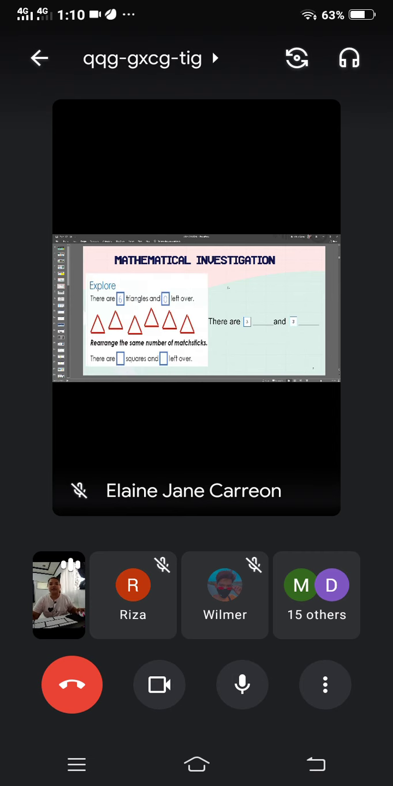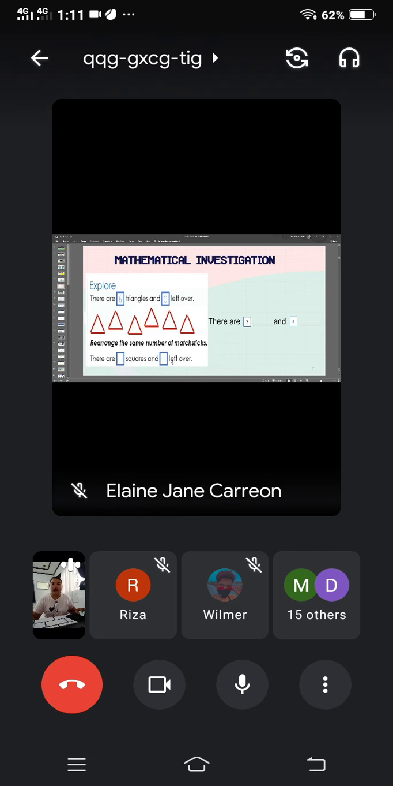How about this one? Explore. In this illustration, we can see that there are 6 triangles and 0 leftovers. Actually, in this scenario, the sides of the triangles are matchsticks. Okay, so binuo lang nila into triangles. That's why in the first one, in the level 1 thinking, there are 6 triangles and 0 leftover. So sabi nung novice. And in the average thinking, there are blank squares and blank leftovers.